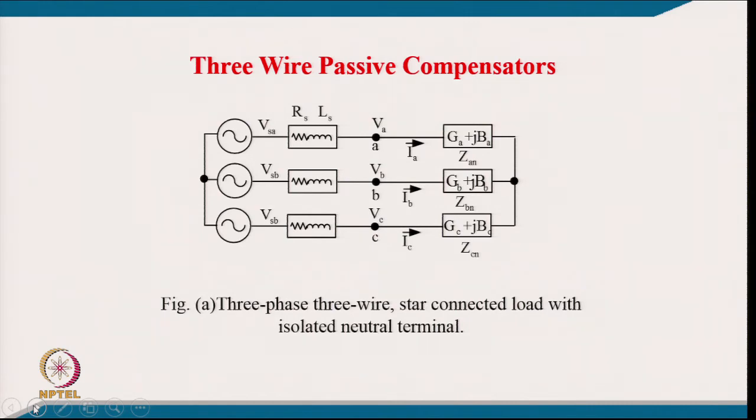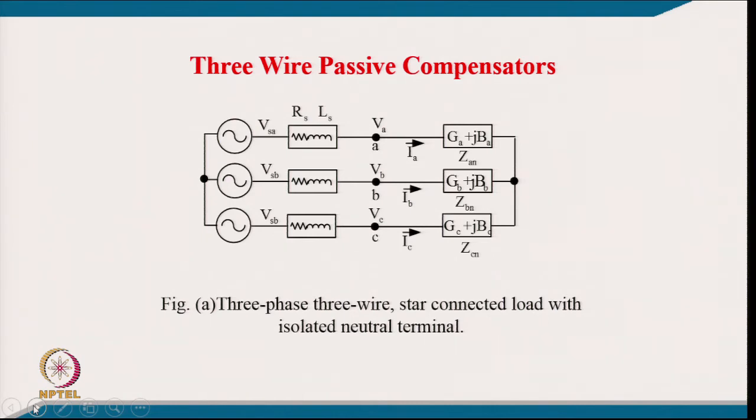If we talk about a 3-phase star connected load, you may have an unbalanced load or a balanced load on a 3-phase 3-wire system. So, here is a point of common coupling, and you have a connected 3-phase star connected load. Load can be star connected or delta connected. So, if we consider this load as equivalent to a star connected load with isolated neutral, this neutral is not connected with the supply neutral; that is the one case.